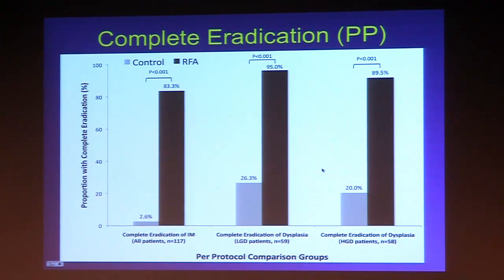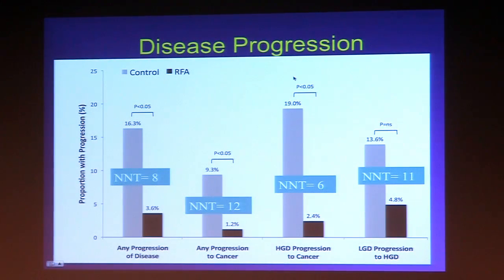When you look at this thing called per protocol, which basically means not just which group you were assigned to, but whether you actually got treated. Sometimes people fall out because they got sick or they changed their mind. The numbers are better. So 83% of the Barrett's was eliminated and about 90 to 95% of all the dysplasia. And when you take a look at how many people you would need to treat to avoid developing a cancer, every 12 people with dysplasia we treated in this study resulted in the potential for avoiding cancer in one patient. Okay? Again, these are patients who had dysplasia, either low grade or high grade.